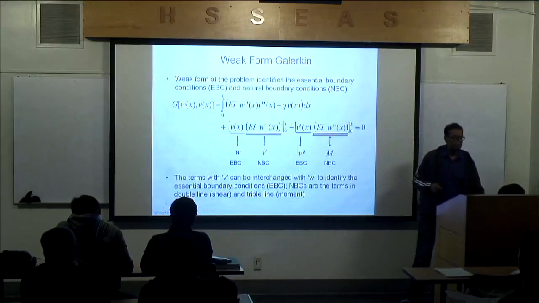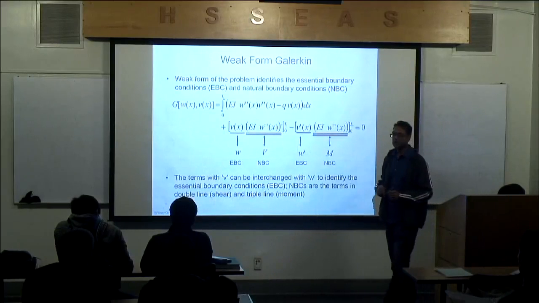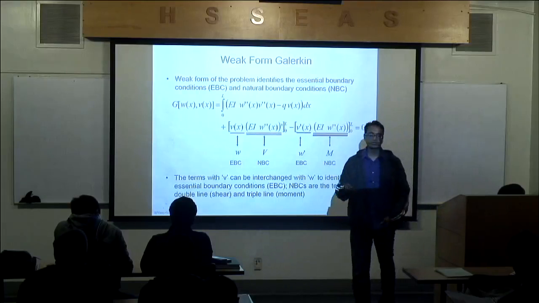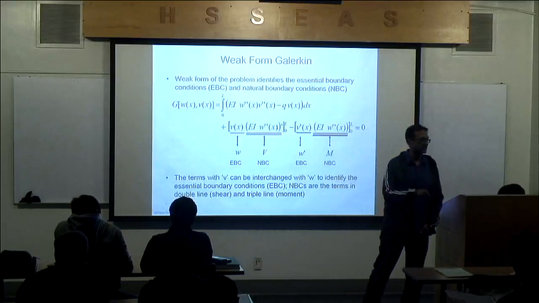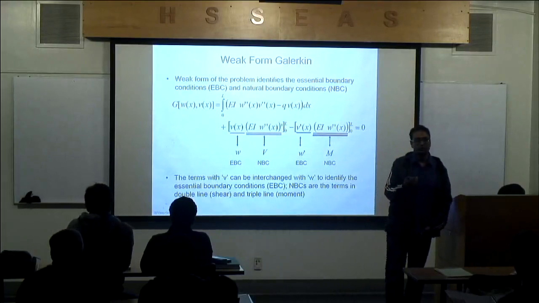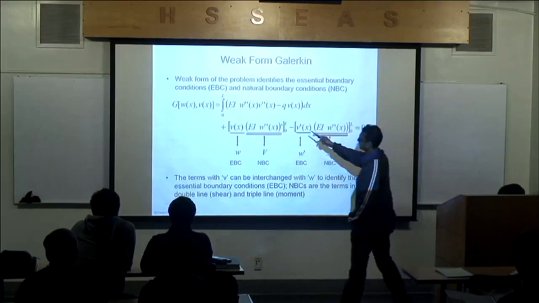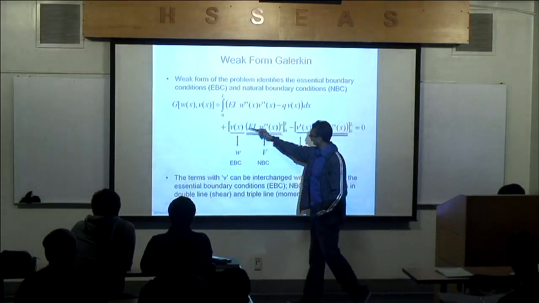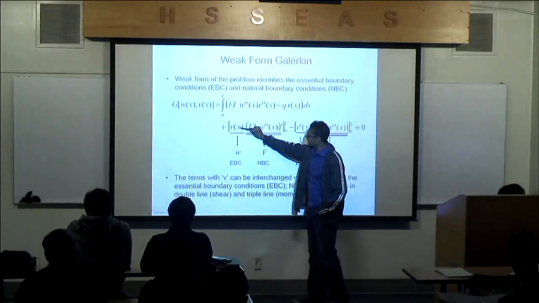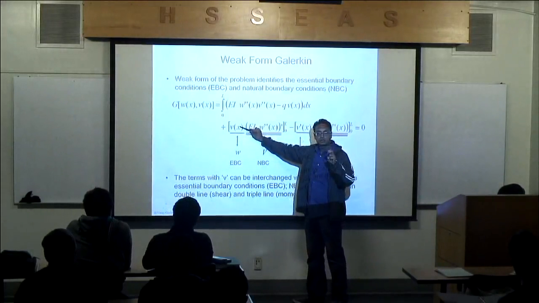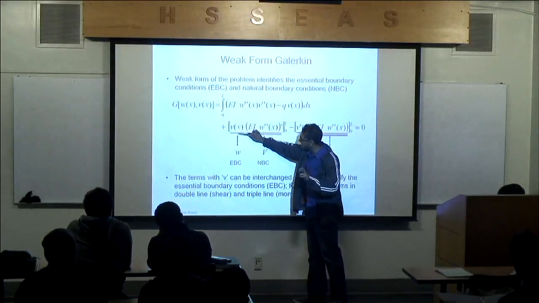And one thing I want to point out, and I mentioned this: how do I know which ones are the essential and which ones are the natural boundary conditions? When you construct the weak form Galerkin, it's going to give you a clue about that. So what are you going to do? You're going to focus on the V's. For the V, I'll switch it to W really quick to see. So instead of V, I'll make it W.